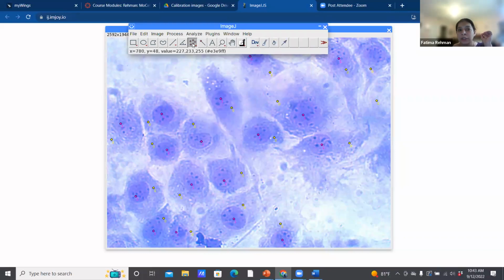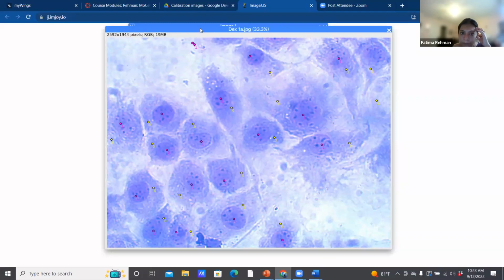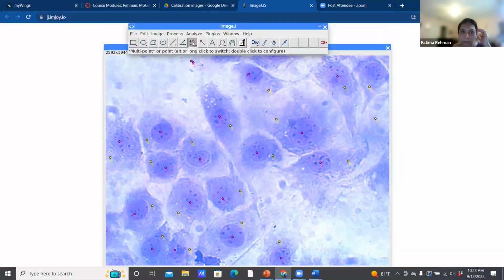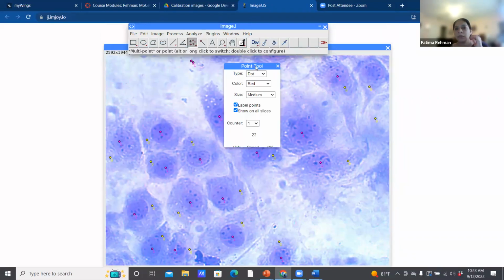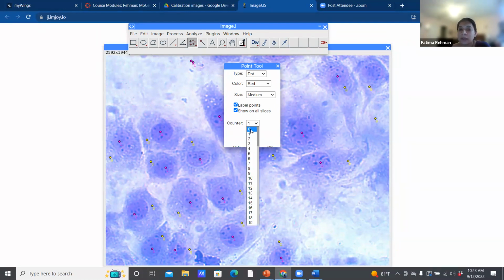So you'll be like, well, how am I gonna keep count of them? Well, once you're done, you can go back to this multipoint tool, and it's gonna tell you how many nuclei you counted. So I counted 22 nuclei, and that's the number I will write down for my nucleus. If I go back to zero, it's gonna tell me how many cells are counted, and it counted 19 cells.